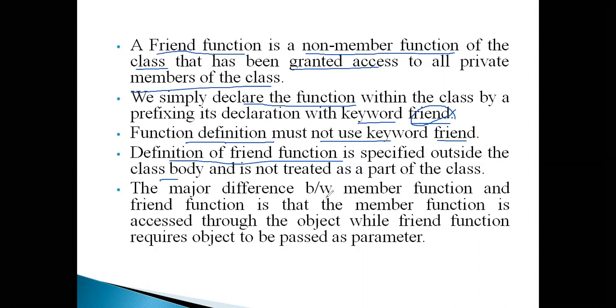And one more thing, the major difference between a member function and a friend function is that the member function is going to execute through the objects. The member function can be accessed or executed through the object, but a friend function is not going to use the object that way; it is going to use the object as a parameter. So this is the difference between the friend function and a member function.